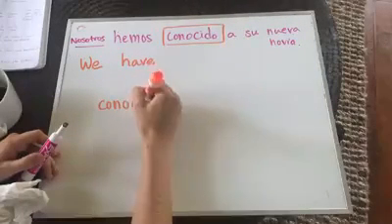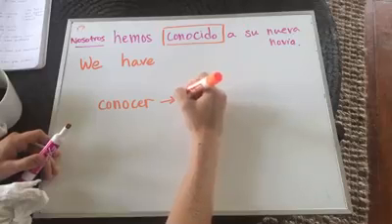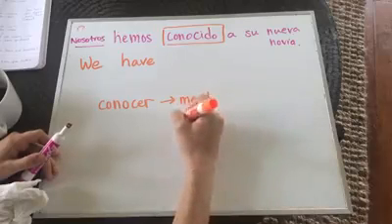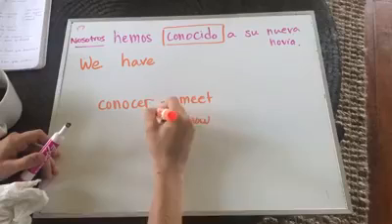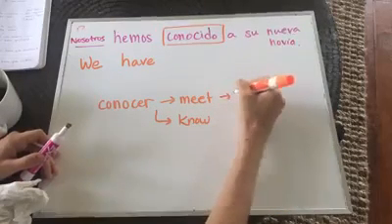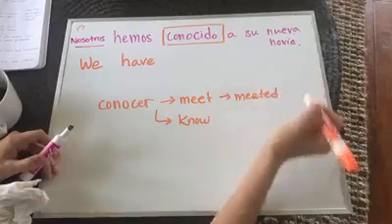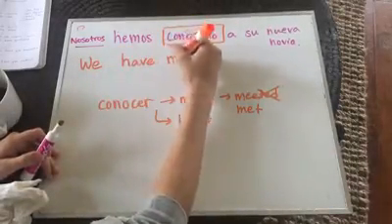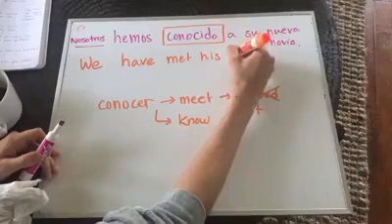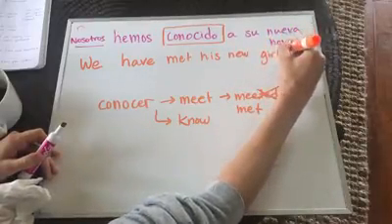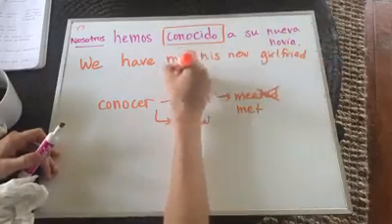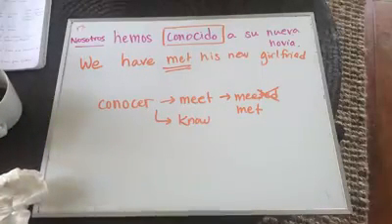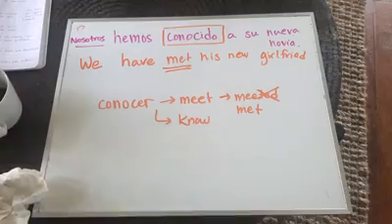The verb is conocer. Conocer representa en inglés meet. O no. En este caso vamos a usar meet. It changes, no decimos meted, decimos met. We have met his new girlfriend. Okay, so it is important, very important, to study, estudiar the irregular past participle verb forms.